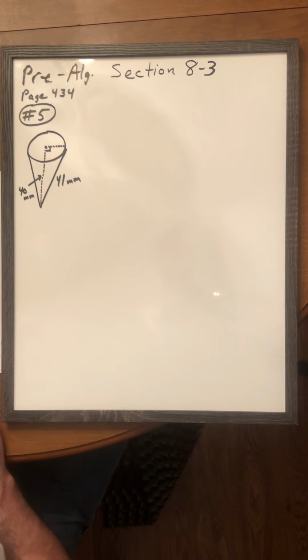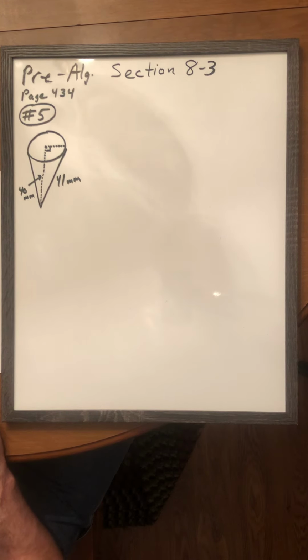This example is for section 8-3, which is dealing with volume of a cone. And this is in your book on page 434. It is number 5. It is part of your homework. So I'm going to use it as an example. We're going to go through and work it.